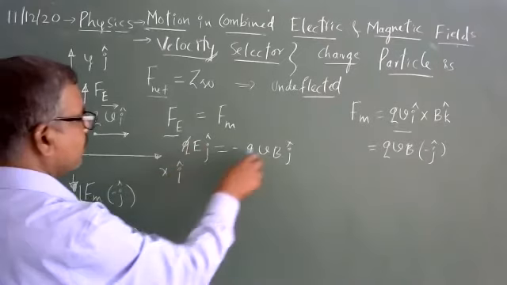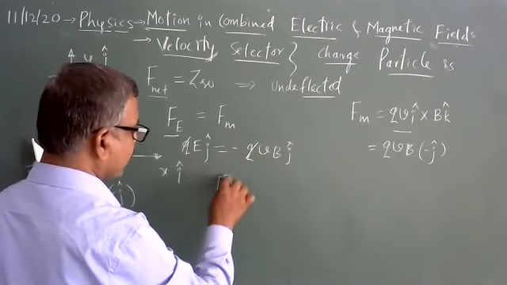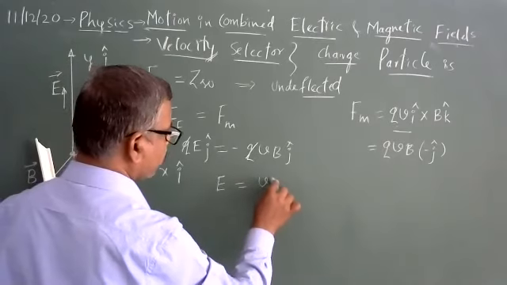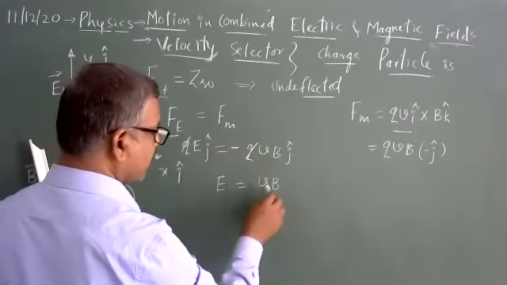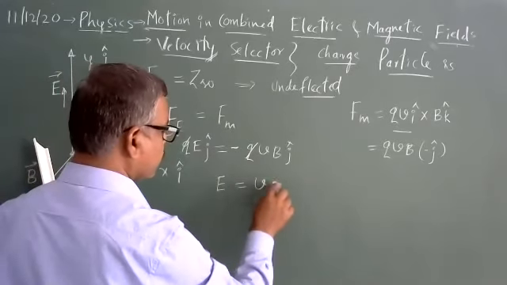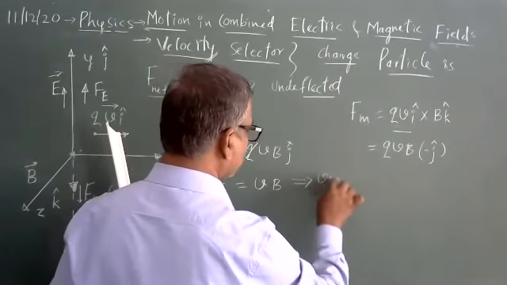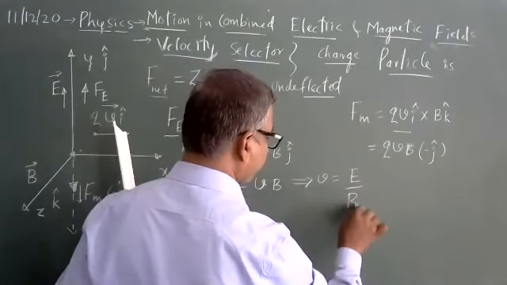Both will cancel. Left with this relation, the j vector cancels. Left with electric field equal to vB. This minus symbolizes just the direction. So finally, what is the relationship? The relationship is E equals vB, so this gives you the relationship velocity equals electric field divided by B.